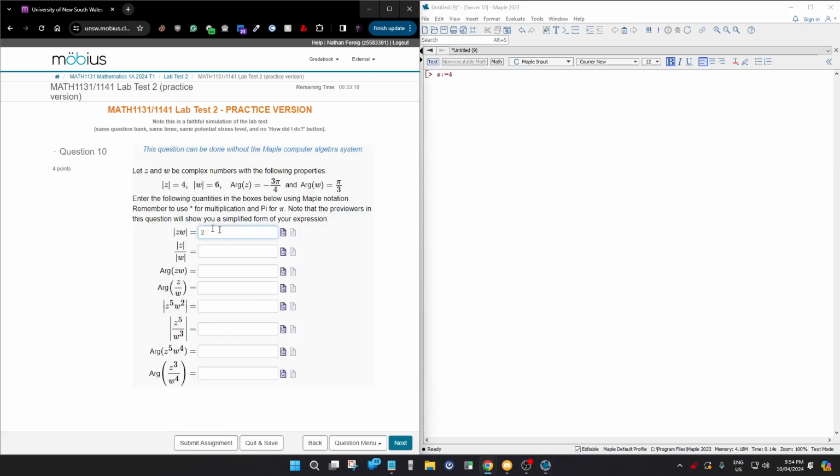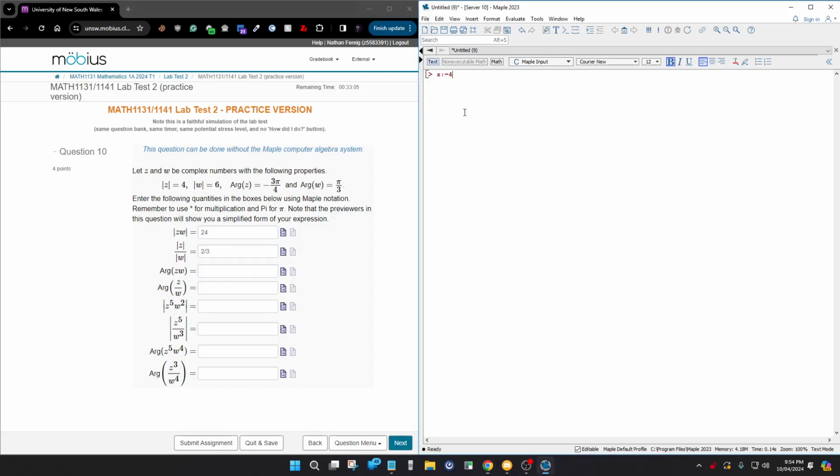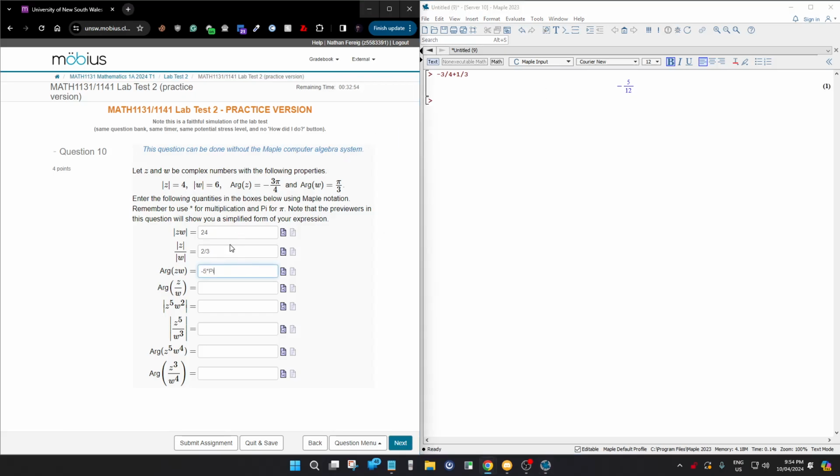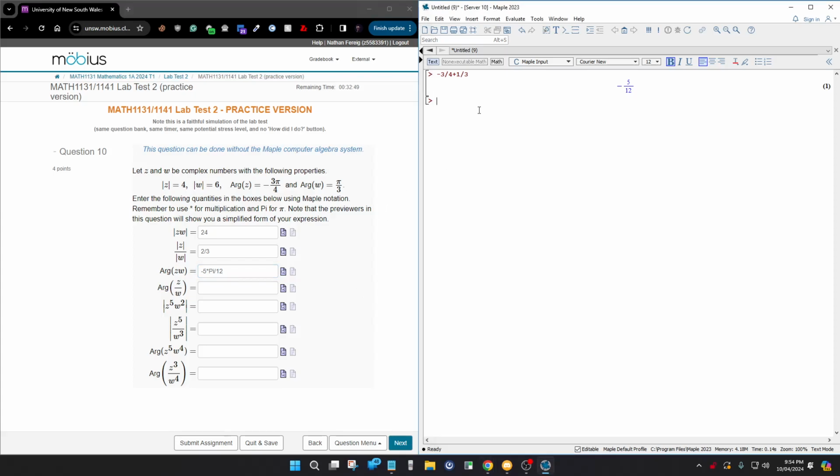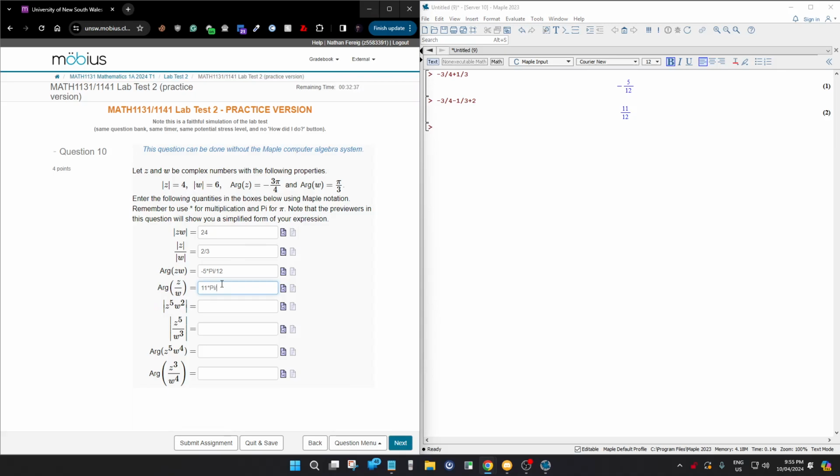You know what, I'll do this faster just for the speed run. 4 over 6 is 2 over 3. Argument of −3/4 + 1/3. We get, if it wants to load, −5π/12. Now if we want to do arg zw, we want to do −3/4 − 1/3. You are right, I could have just changed it, but I didn't because I'm stupid. Now we get 11π/12.